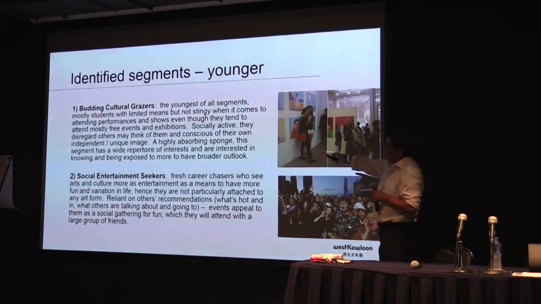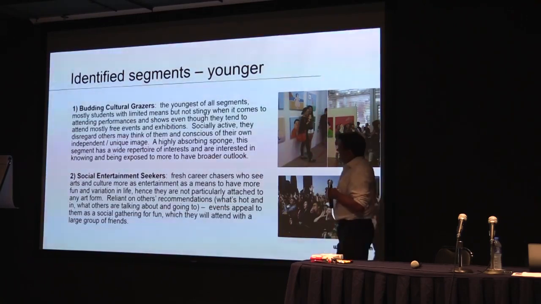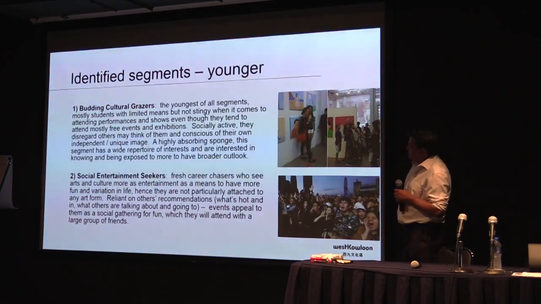So we talked about budding cultural grazers. The youngest of all the segments, mostly students with limited means, but not stingy when it comes to attending performances and shows, even though they tend to attend mostly free events and exhibitions. Socially active, they disregard what others may think of them, and are conscious of their own independent, unique image. A highly absorbing sponge, this segment has a wide repertoire of interests and is interested in knowing and being exposed to more, to have a broader outlook.